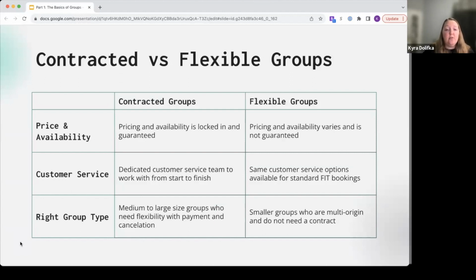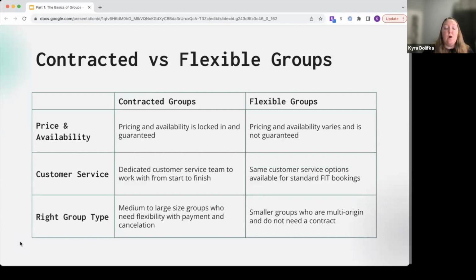So contracted groups are best for medium to large size groups. I'm talking 10, 15 plus rooms is best for a contract. It can be really hard, really tedious, and you can lose a lot of benefits to doing these really large groups as flexible groups. So I strongly recommend that you use contracts for those larger groups, especially when you start looking at 15, 20 or more rooms.